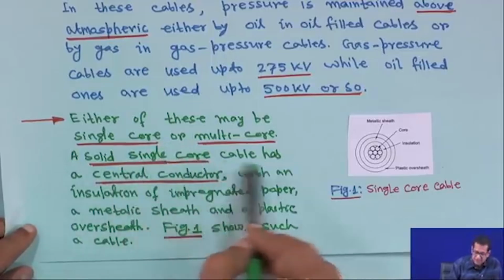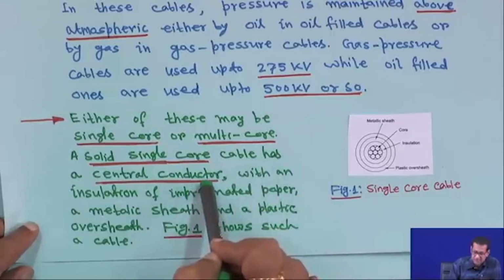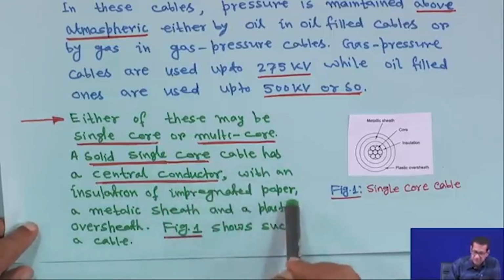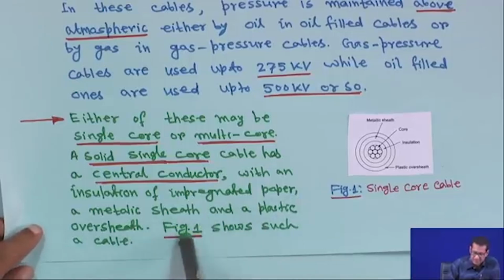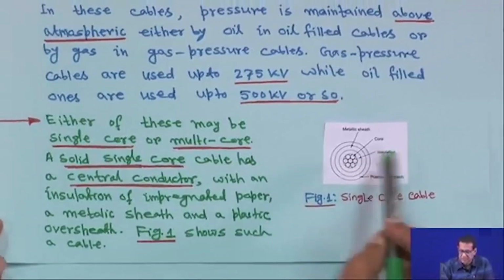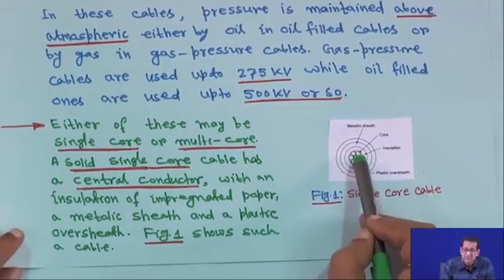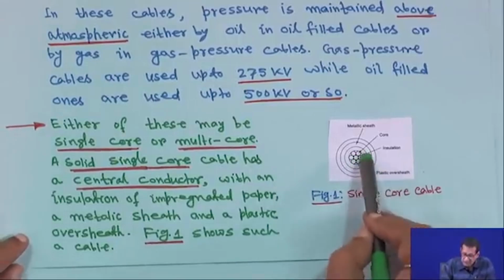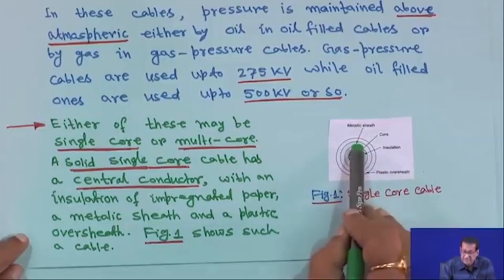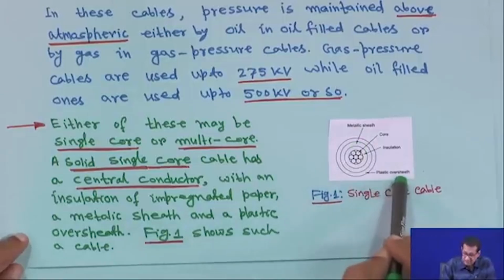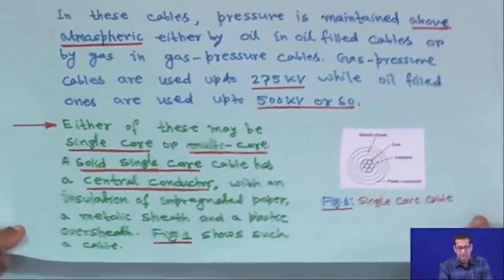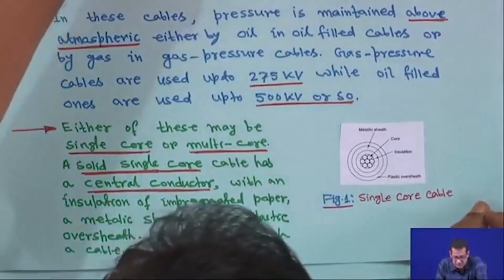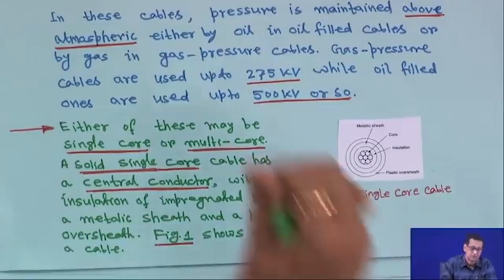A solid single core cable has a central conductor with an insulation of impregnated paper, a metallic sheath and a plastic oversheath. Figure 1 shows this. This is your core, the conductor is there. Then you have the insulation, over insulation the metallic sheath is there, and then the plastic oversheath is also there. This is a single core cable, right. This diagram I have taken from a book.